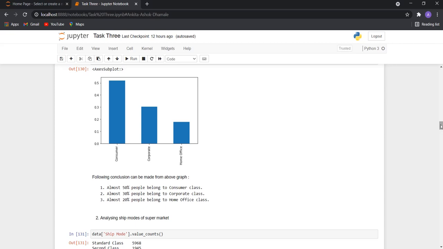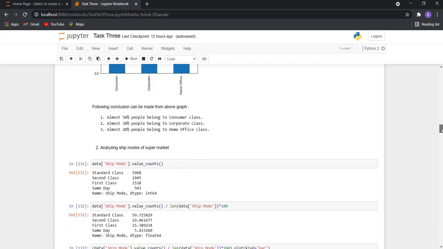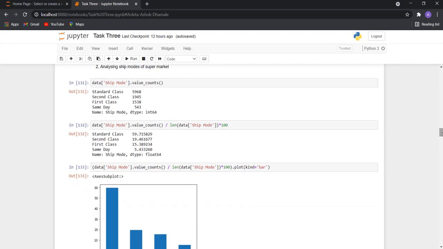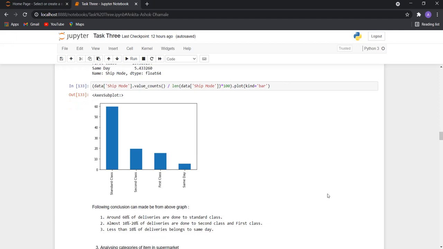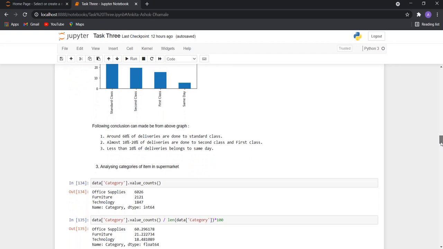Next up, we will analyze the shipping mode of the supermarket. So there are 4 different shipping modes of the supermarket. First is standard class, second class, first class, and same day. So here with the observation, I'll conclude that almost 60% of deliveries are done to standard class, 10 to 20% of deliveries are done to second class and first class, while less than 10% of deliveries belong to same day.